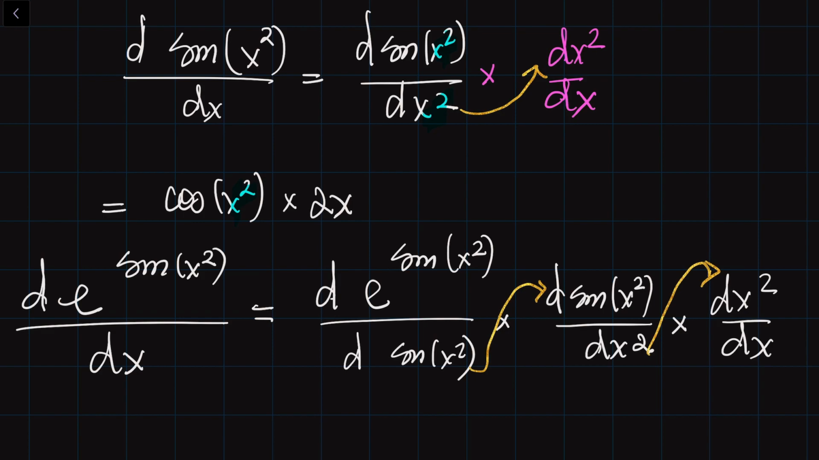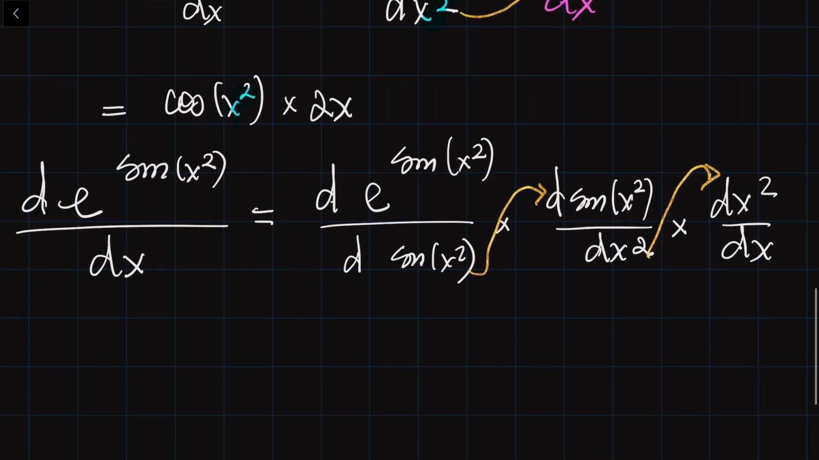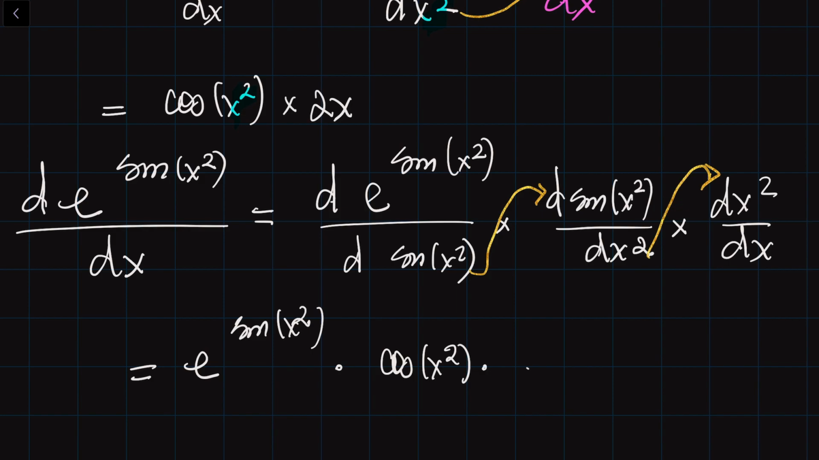Then let's take the derivative. What is the derivative of e to the power of something over something? e to the power of something, right? Okay. Derivative of, oops, something's changed. It is going to be e to the power of sine of x squared times cosine of x squared times 2x.